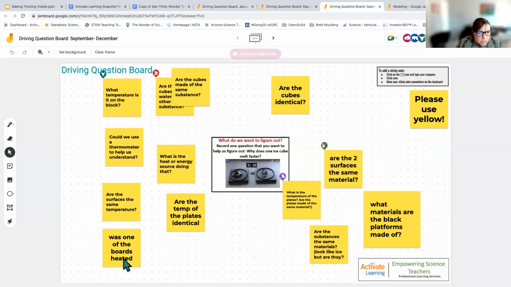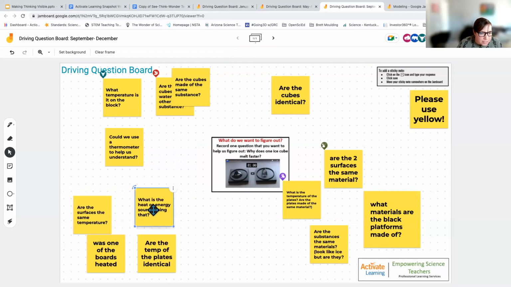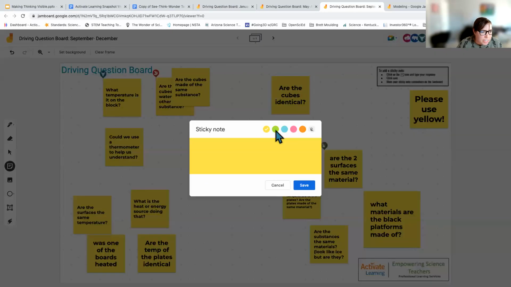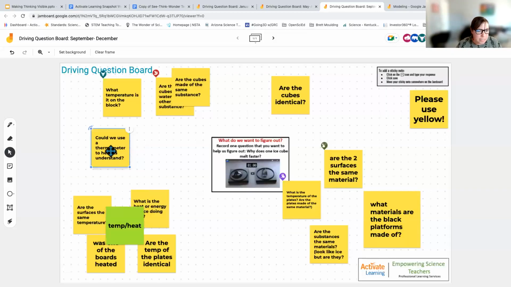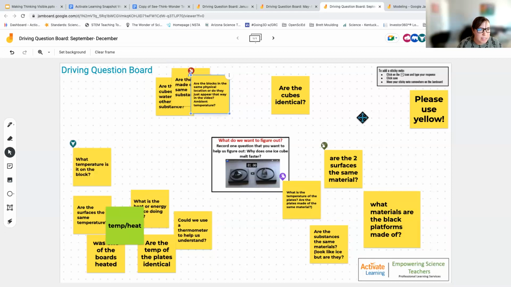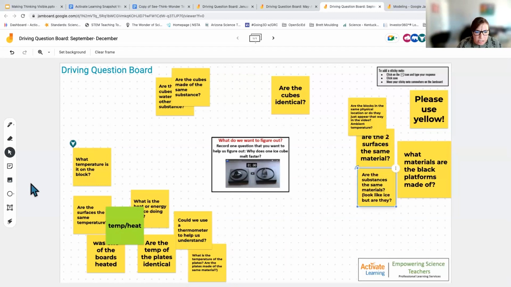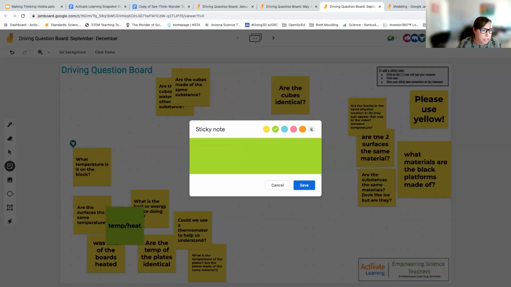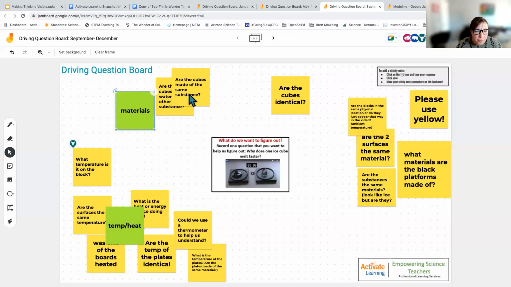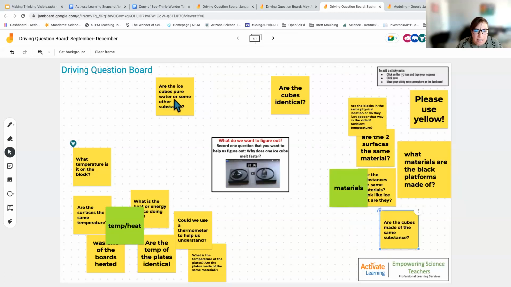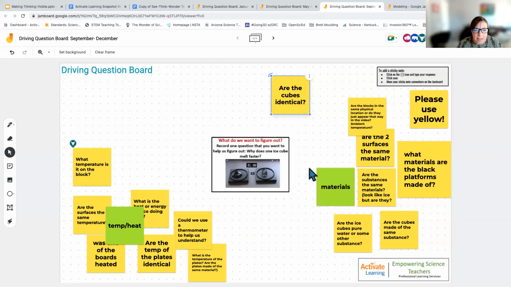Temperature, temperature, heat. Oh, look at this, tons, heat. All of these are about temperature and heat. So let's get a category here. Going temperature and heat, perfect. Ooh, could we use a thermometer? That goes with this, temperature. Blocks, surfaces, materials, temperature over here. We got 2 top things that you want to study, you want to use to investigate. We got materials. Okay, so this is working out great. You're all wondering about the materials.